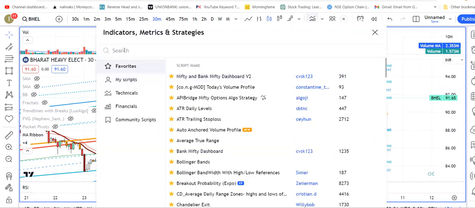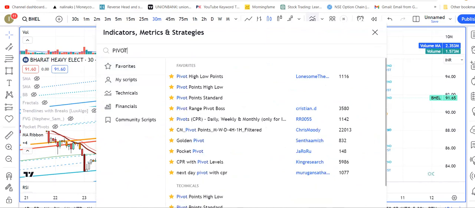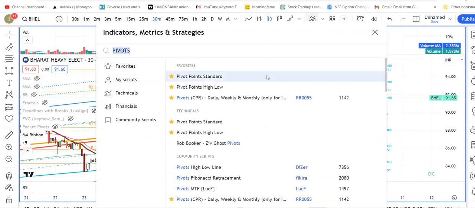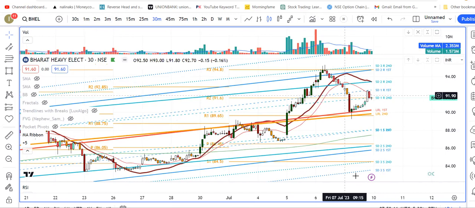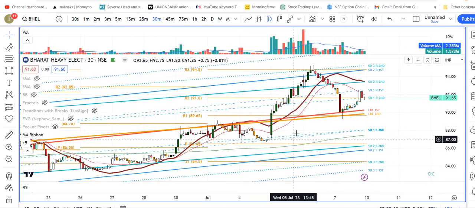Even you can use filters like fib tools, and there are also pivots. Probably everybody knows about the standard pivots. If you use the pivot point standard tool, you can see this is the pivot over here. See, the pivot is very low, so you tend to make very wrong decisions. You cannot take the trade just because there is a pivot.